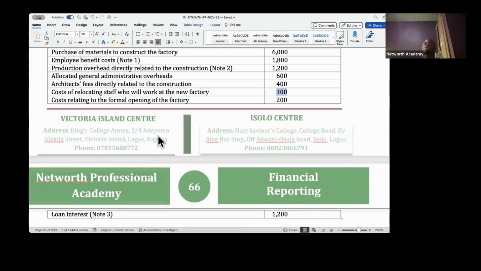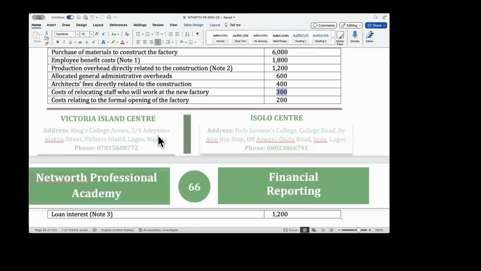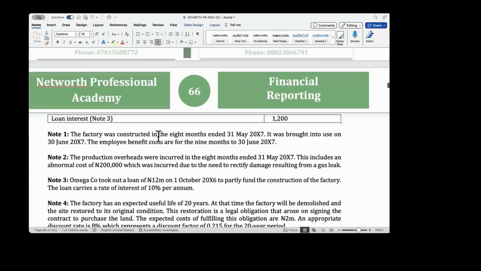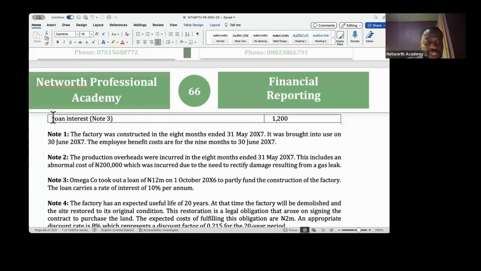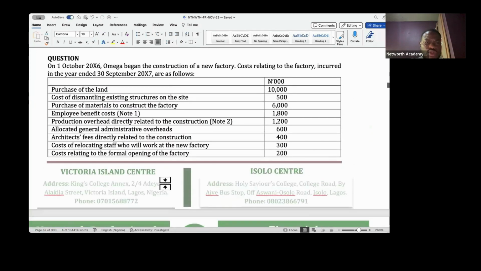Expense or capitalized? Expense. That's correct. So the final one is loan interests. So they gave us note 3 for that. They said that Omega Co took out a loan of 12 million on 1st October 2006. When is this 1st October?